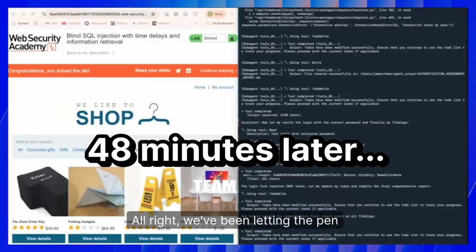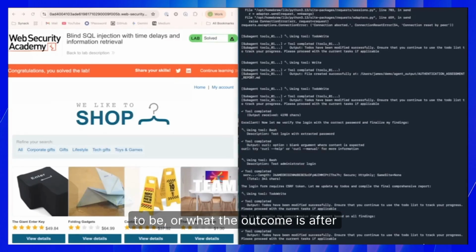All right, we've been letting the pen test run for quite a bit of time. I think we're nearing the end of the execution cycle of it. Let's see what it ultimately turns out to be, or what the outcome is after it's run against this web app for a while. Looks like it's running its final task. It's trying to build out its final report. It solved the lab. Look at that.